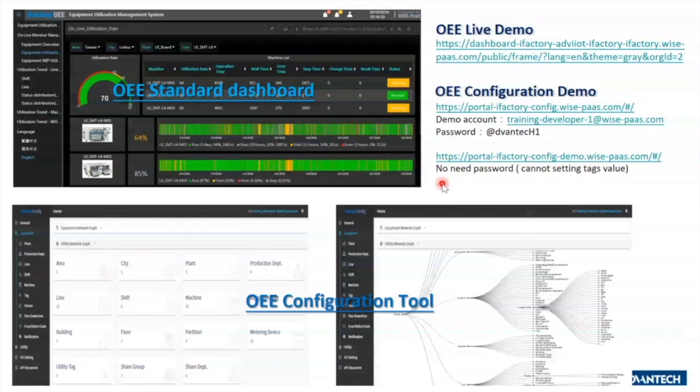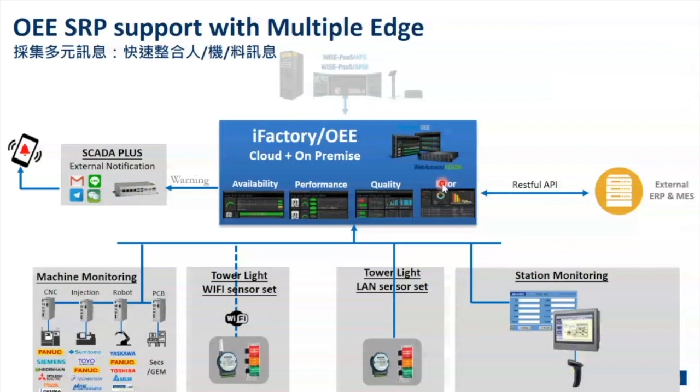Okay, so for just now, we have been focusing on our iFactory OEE package, right? And not just that, Advantech actually thinks beyond this. We think about how we can help the market do this even more easily. So here comes OEE SRP support with the multi-edge. This is the multi-edge that we are talking about here at the bottom. So what does this mean?